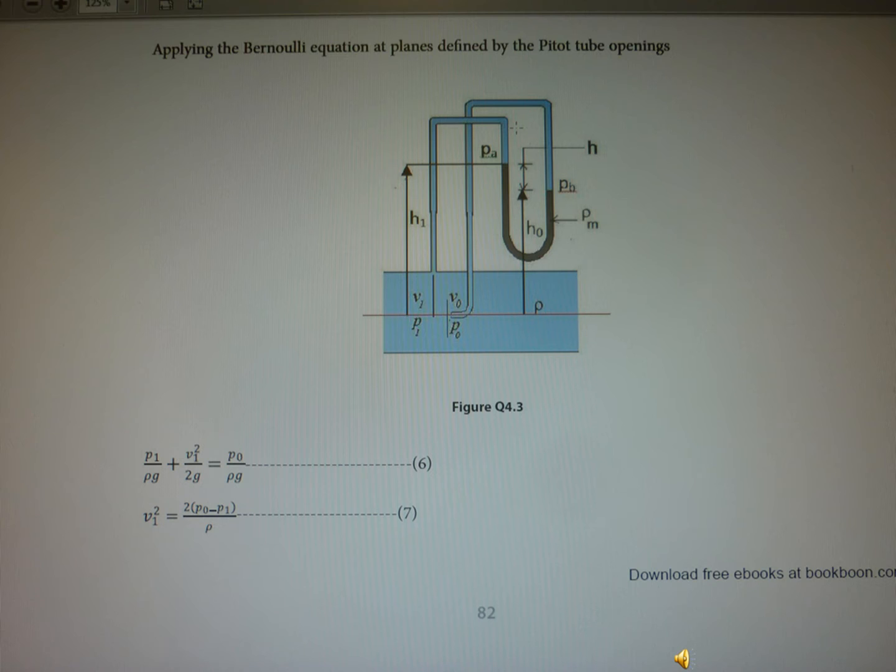Now, the more popular pitot tube setup. p1 by rho g plus v1 square by 2g equals p0 by rho g, and v1 square equals 2 multiplied by (p0 minus p1) divided by rho.